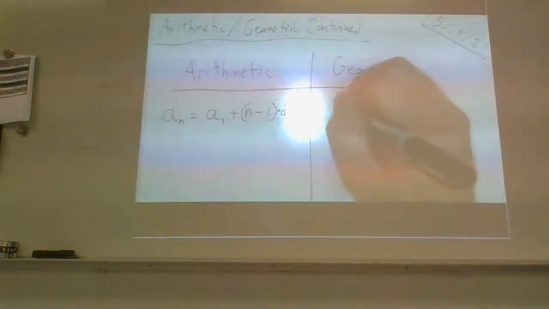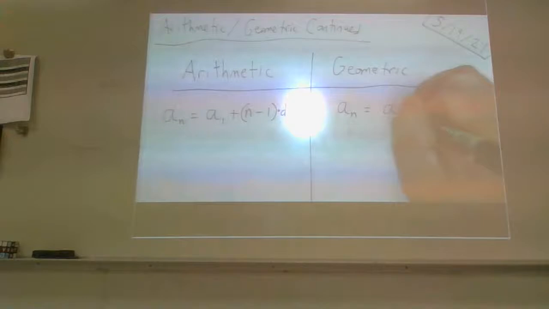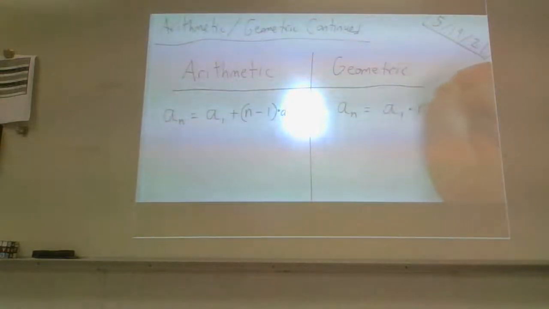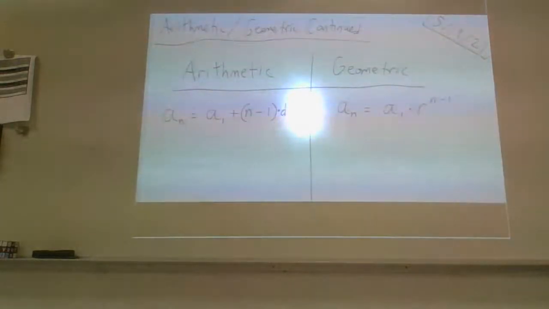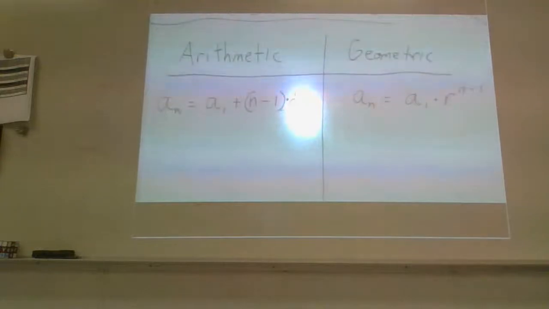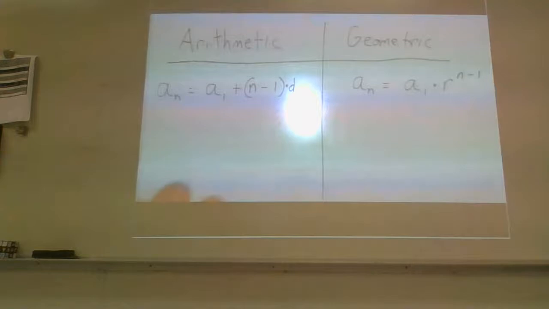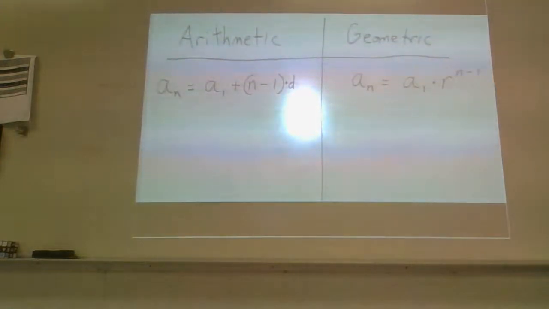But for a geometric, it looked like this. Similar. It still has this little n-1 situation going on here, except now for geometric, the n-1 is in the exponent. It still has that a sub 1, representing the first term, but regardless, this is the formula for getting any term within the geometric sequence.